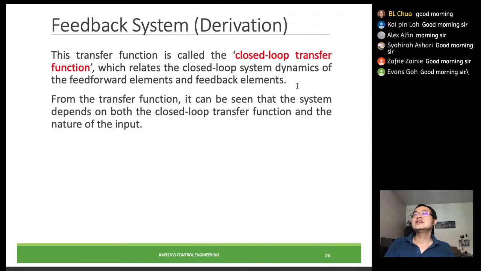So eventually the closed loop transfer function is G divided by 1 plus GH. Right, 1 plus GH. If the feedback is unity, then it will be G divided by 1 plus G. That's it. Always remember this, because we will keep using it from time to time onwards.